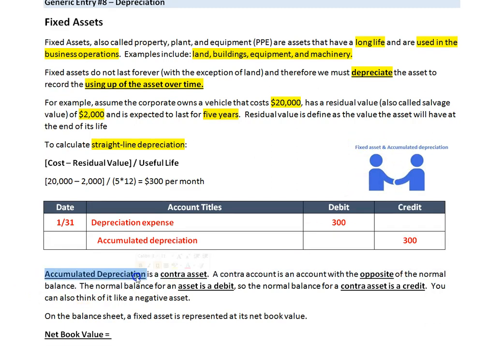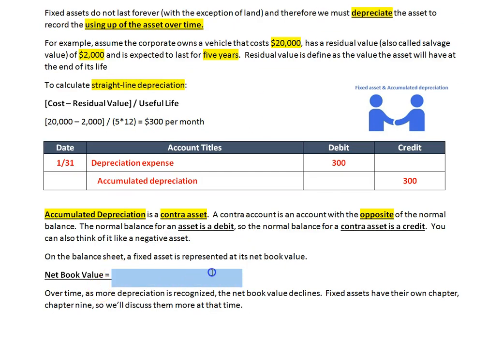Let's talk more about accumulated depreciation. This is something strange. It's called a contra asset. A contra asset is an account with the opposite of the normal balance. We can almost think of this as a negative asset, right? When we see it on the balance sheet, it will subtract. We're going to have the fixed asset, this vehicle on our books for $20,000, and under it would be the accumulated depreciation. In this case, only 1 month has gone by, so it'd be $300. It would be a negative $300. We would subtract it out of the $20,000 to get to its net book value, a term called its net book value.